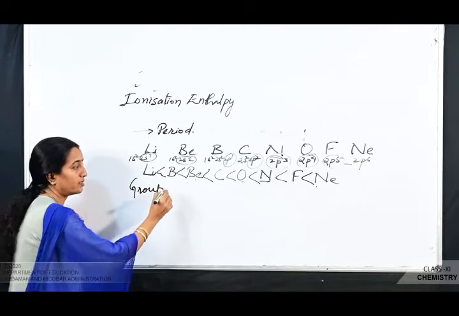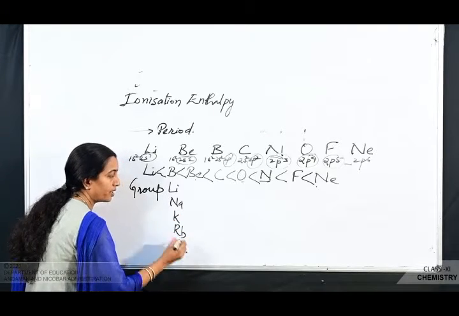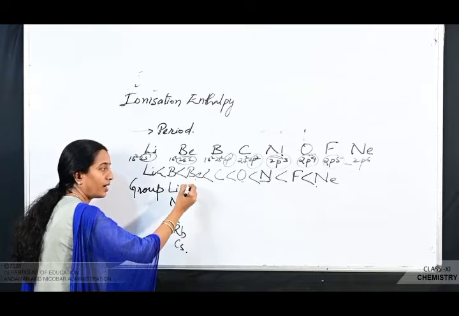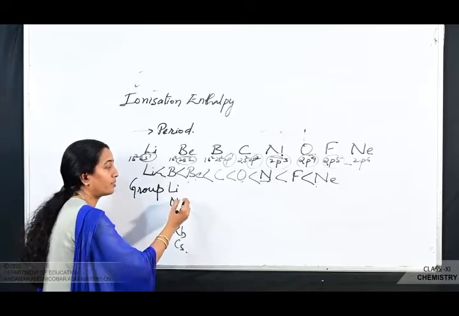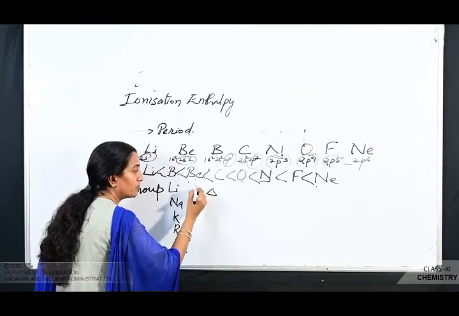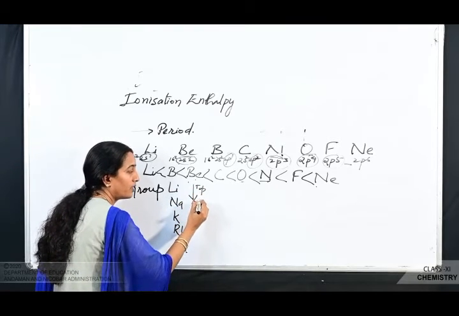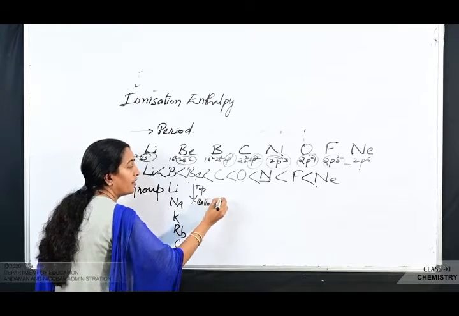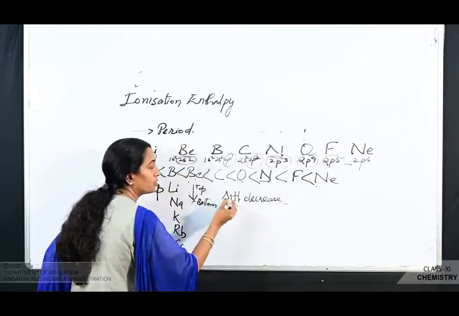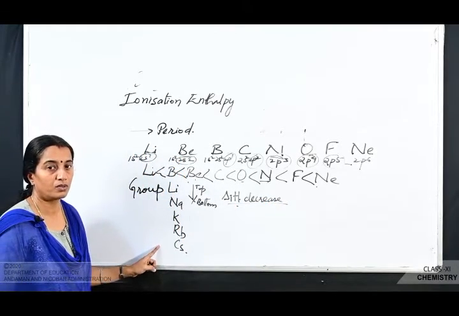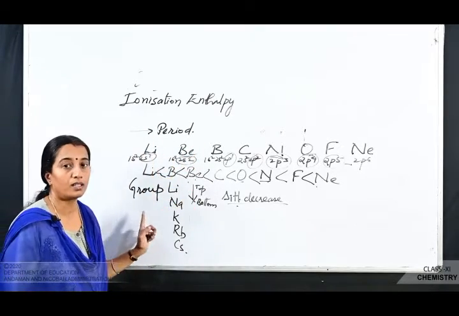Group में क्या होगा? That is lithium, then sodium, potassium, rubidium, cesium and francium. Okay, here for the ionization enthalpy, we know that the size is increasing. Size is increasing means the pull decreases. So the ionization enthalpy along a group, when we move down a group from top to bottom, top to bottom में जा रहे हैं तो क्या होगा? Ionization enthalpy decreases because less energy is required to remove the electron. Okay, so this is about the ionization enthalpy along a period and along a group.